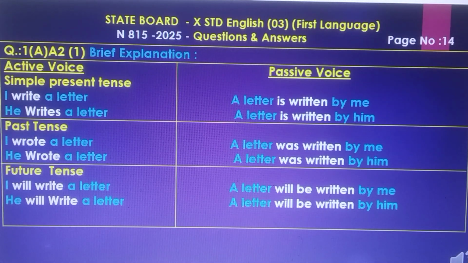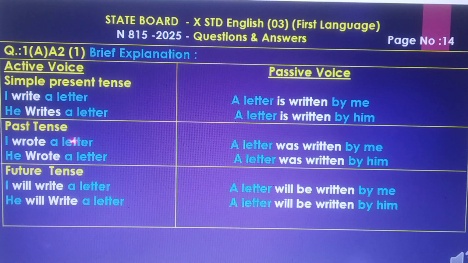Furthermore, examples with a brief explanation of the same: past tense, present tense and future tense. I write a letter, this is also a conversion of active form to passive form. I write a letter in passive form: a letter is written by me. And he writes a letter: a letter is written by him.